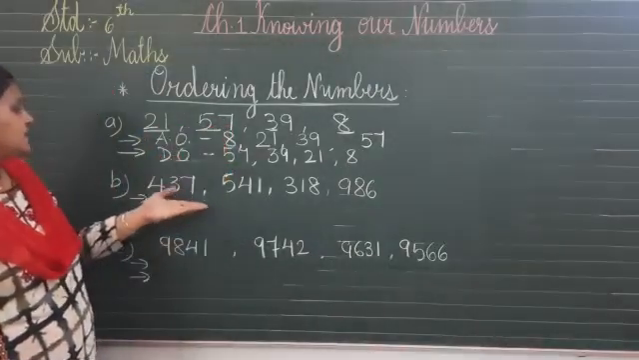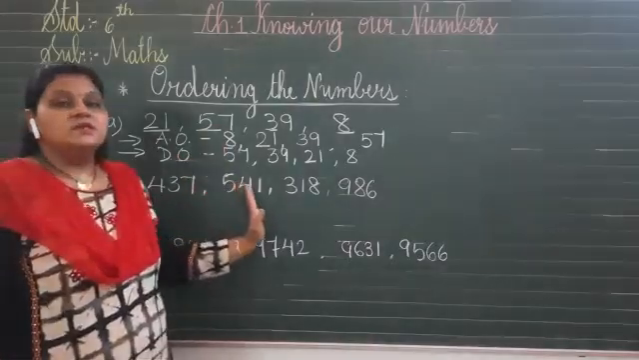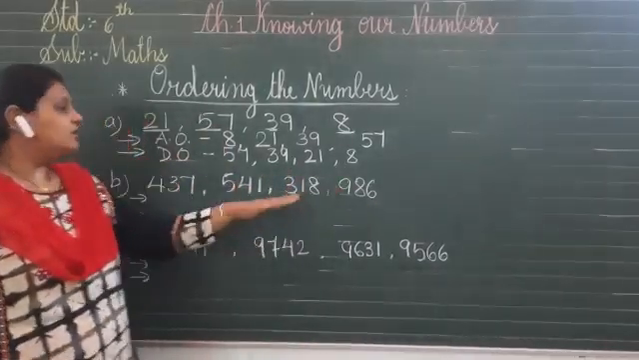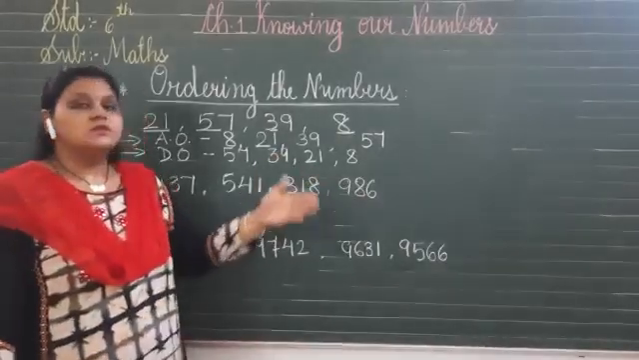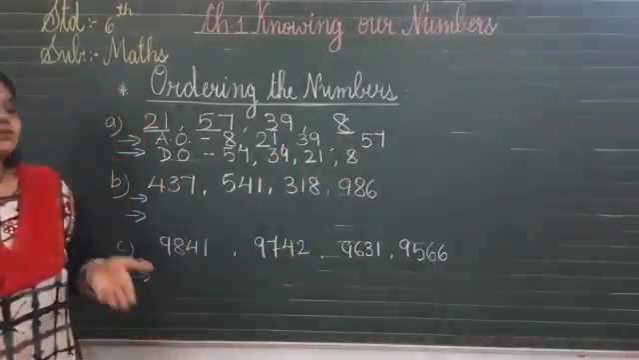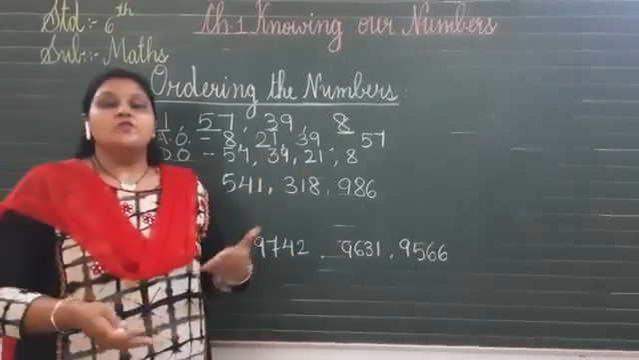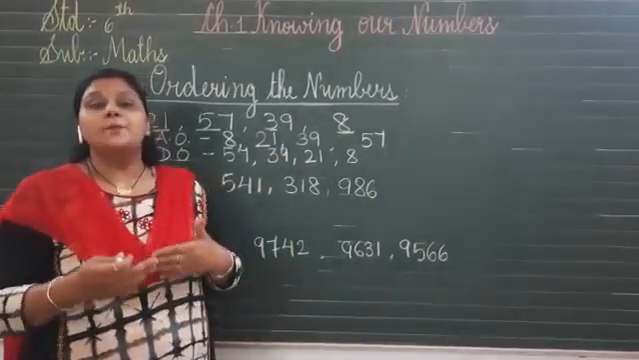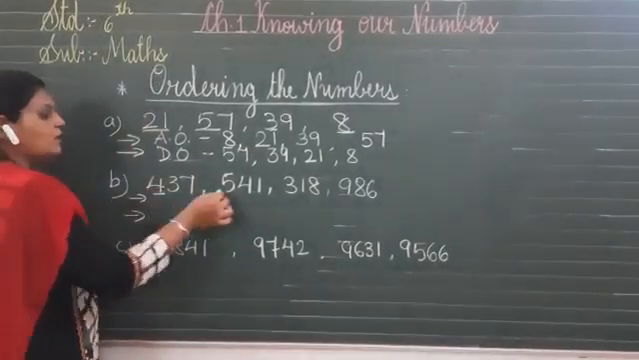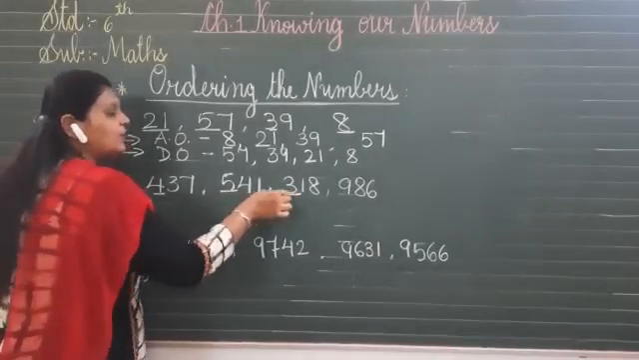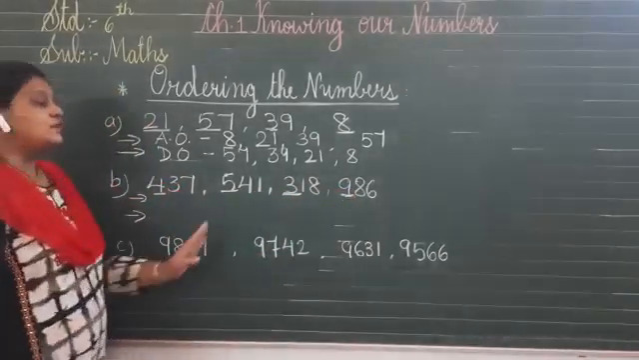Now let's see another example. Here 3-digit numbers are given to you. All the numbers are of 3 digits. So we cannot judge which number is greater and which is smaller directly. So we need to compare the first places of the numbers. Here it is 4, 5, 3, 8. Sorry, 9.